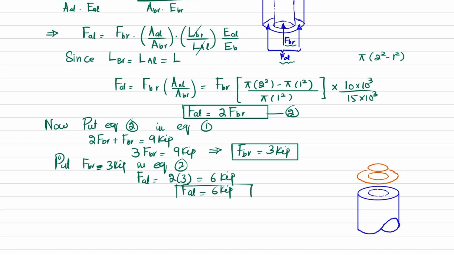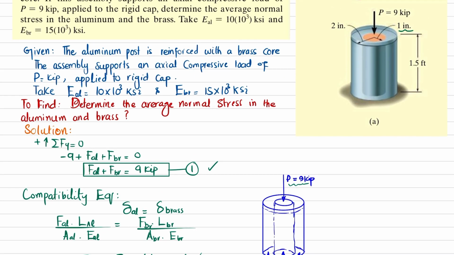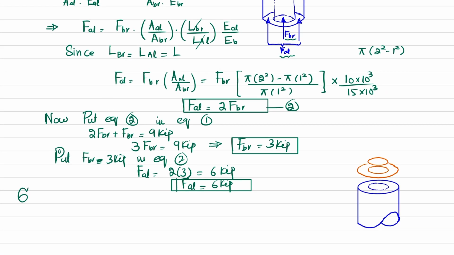Now we have been asked to find the average normal stress in aluminum and brass. So stress in aluminum post will be equal to force in aluminum divided by area of aluminum. Force is 6 kips, so 6 into 10 raised to power 3 divided by area, which is pi (r naught square minus r inner square). So r naught is 2 square minus r inner is 1 square. When you solve this, you will get 0.637 ksi. This is stress in aluminum.